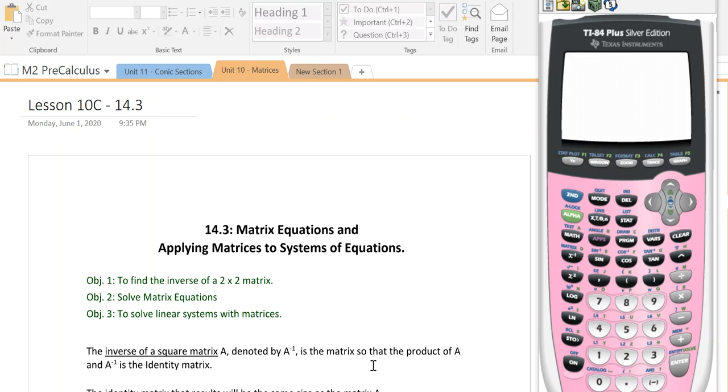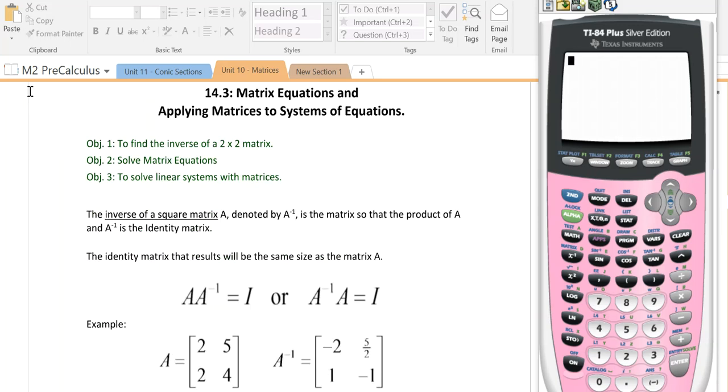Lesson 10C on section 14.3. It's going to be applying solving matrix equations and applying matrices to systems of equations. So we're going to start by finding inverses. We're going to find inverses of 2 by 2 by hand. We're going to find inverses of 3 by 3 and larger with the calculator. We're going to solve matrix equations, and we're going to solve linear systems with matrices.